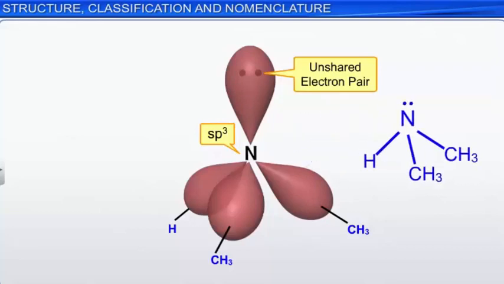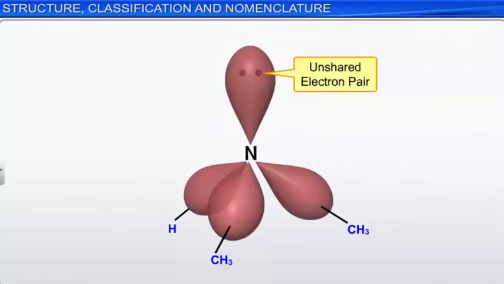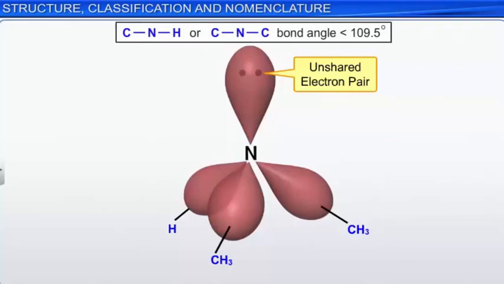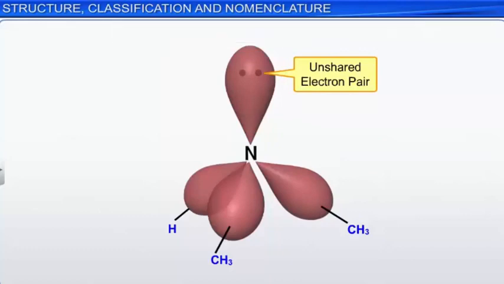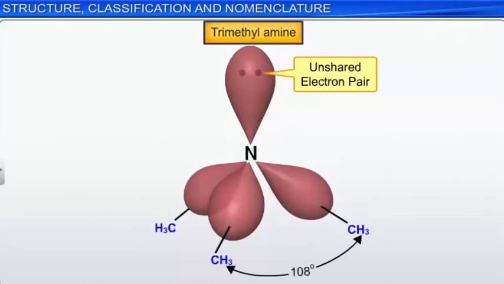Due to the presence of an unshared pair of electrons, the CNH or CNC bond angle is less than the normal tetrahedral bond angle of 109.5 degree. For example, the bond angle in trimethylamine is 108 degrees.